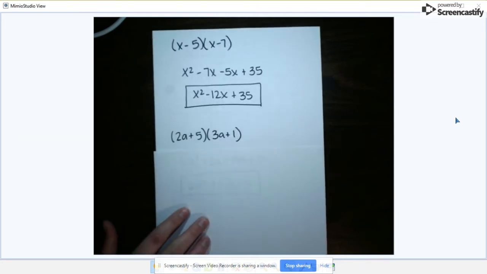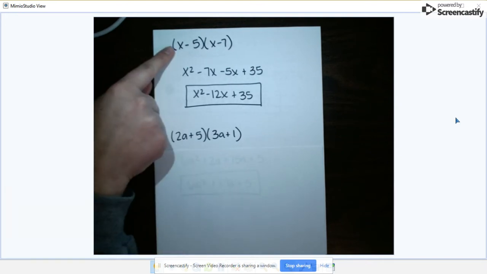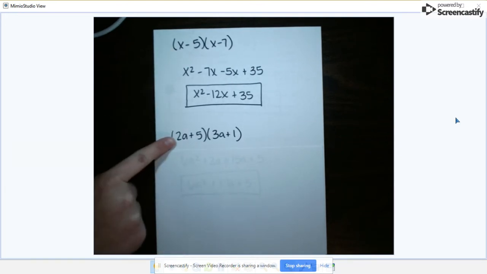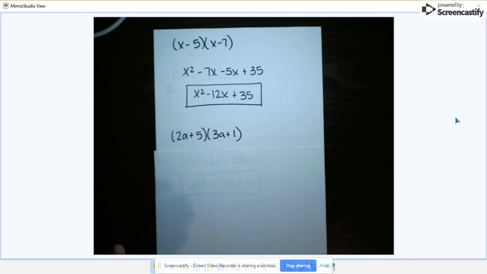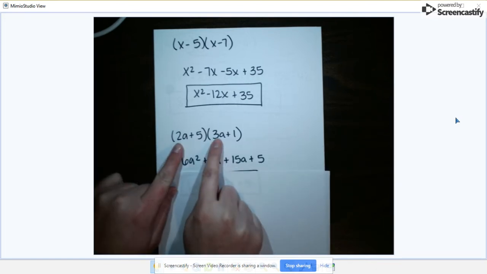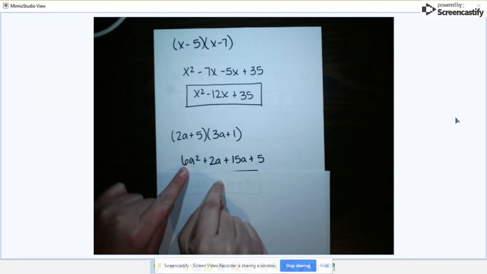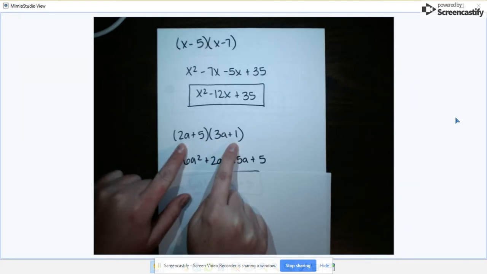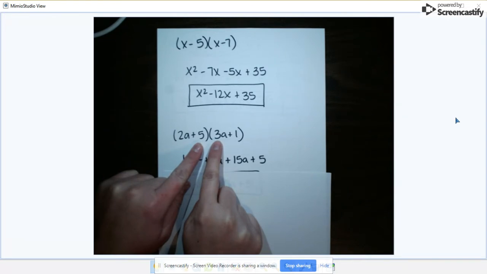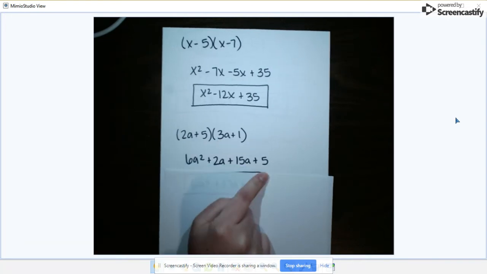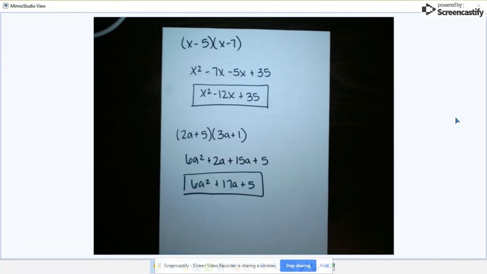Okay, we're not always going to be fortunate to have a coefficient of 1 here. So here we have a 2a and a 3a. Same process, we're still going to FOIL. So our first, 2a times 3a, is a 6a squared. Outside is 2a. Inside is 15a. And then our lasts are 5. Simplified, we get 6a squared plus 17a plus 5.